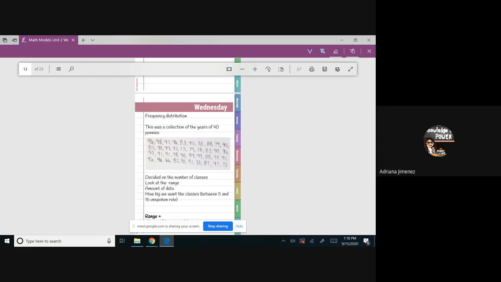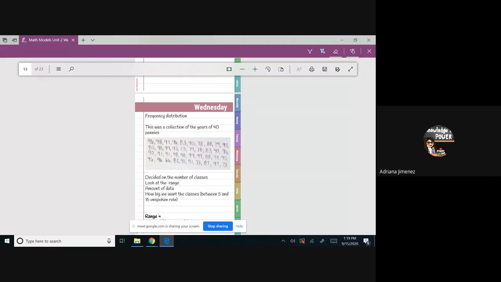All right. So they decided to look for the number of classes. What you do is you look at the range, you look at the amount of data that you have, and how big you want the classes to be. This is the way that the video was talking. So I was wondering how my students would understand what they mean by classes. Basically, what they meant was a set. How many sets do you want in your frequency? How many columns do you want? That's what he's talking about.